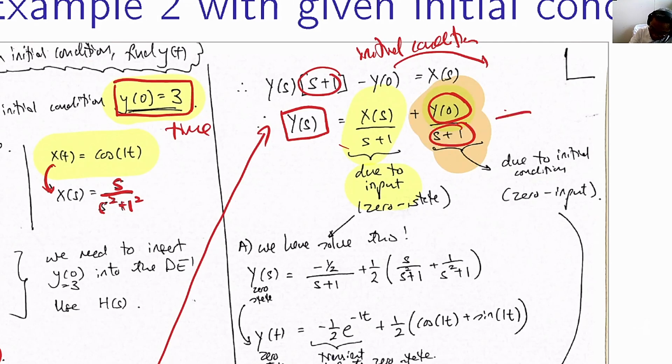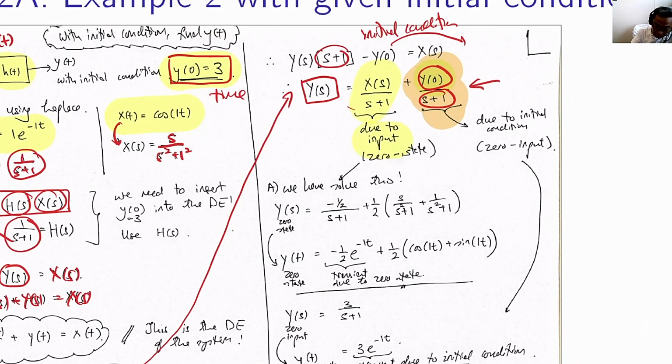This guy? The response is y naught over s plus 1. The response due to the initial condition y naught. We already have solved the zero state response. The zero state response was found in example 2 here, so I'm not going to do this again.